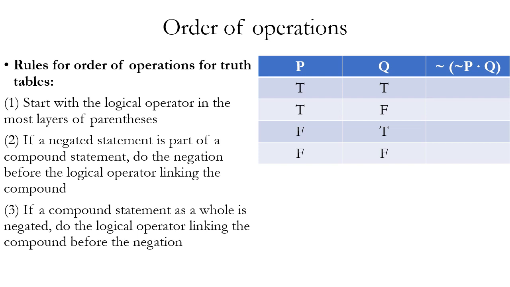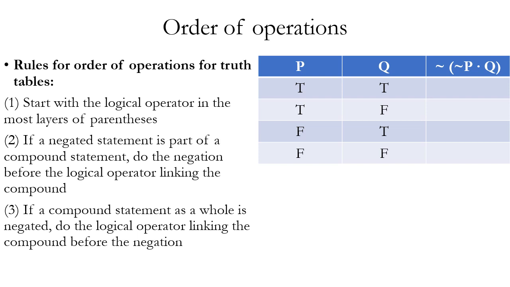If a negated statement is part of a compound statement, do the negation before the logical operator linking the compound. And that's exactly what we see in this case. We have a compound statement linked by the operator of dot, or 'and', and one of those conjuncts in the compound statement, the first one, tilde p, has the not, or the tilde, before it. So we have to do the negation of p, the tilde p, before we can do the dot.